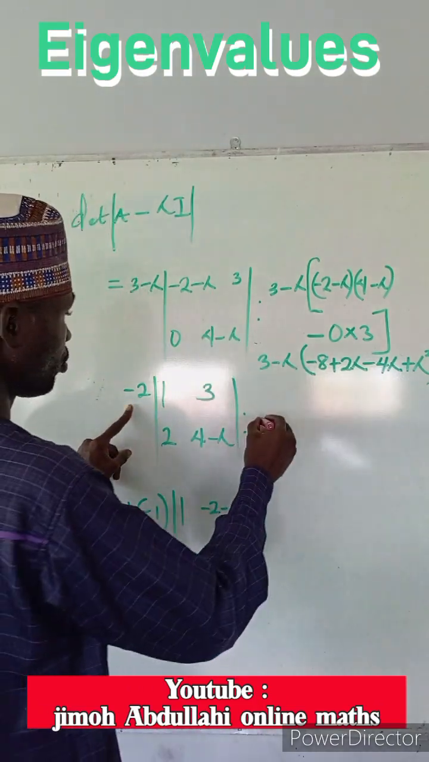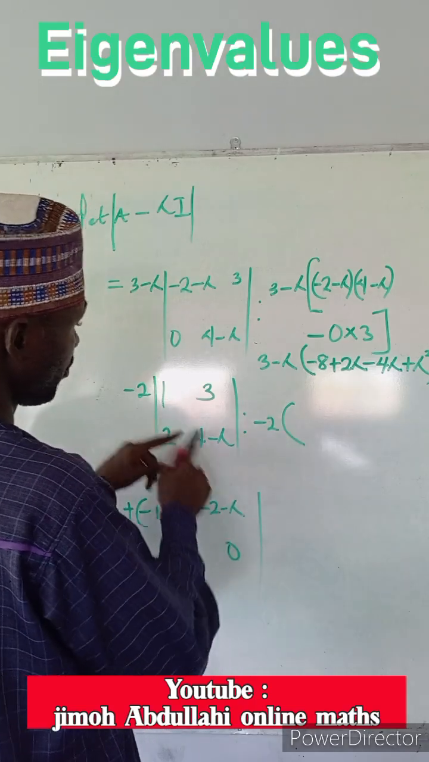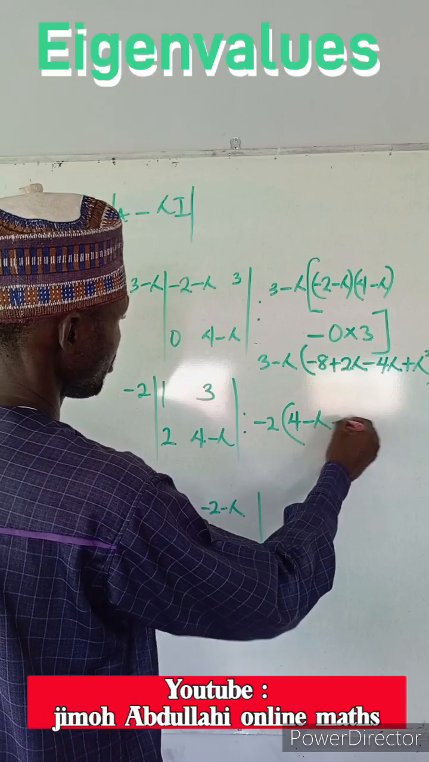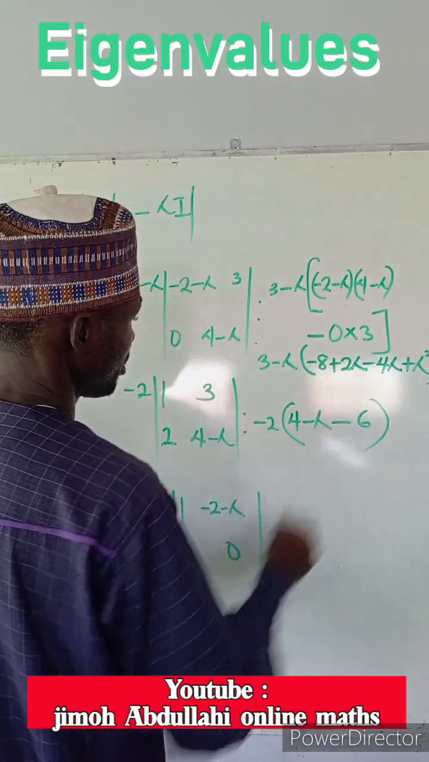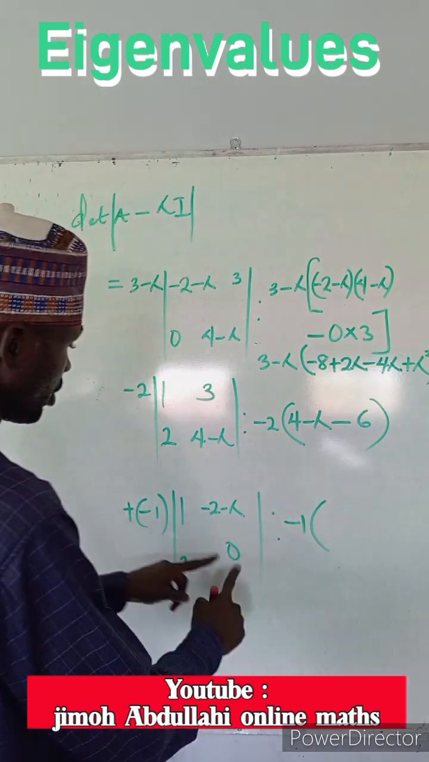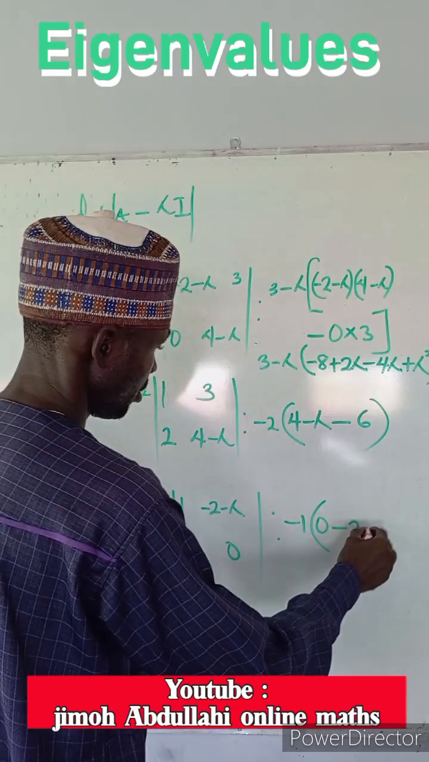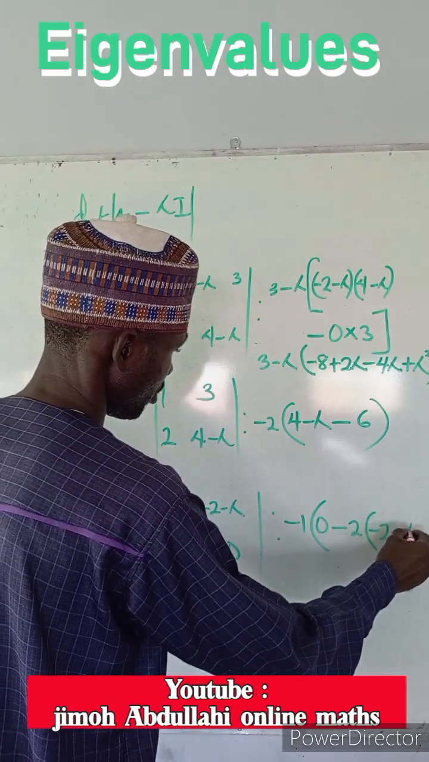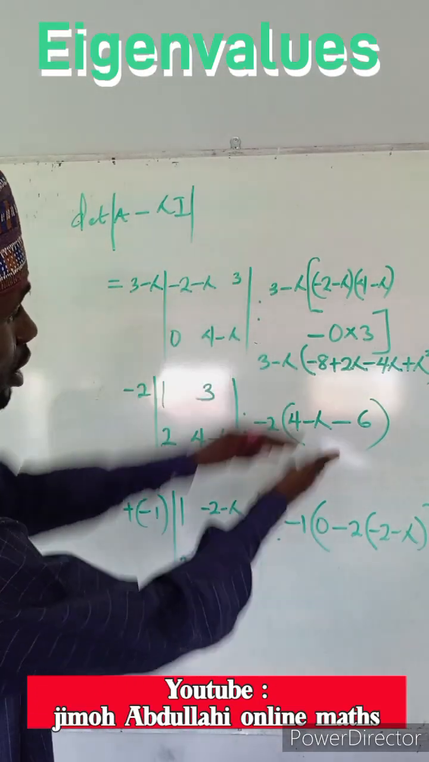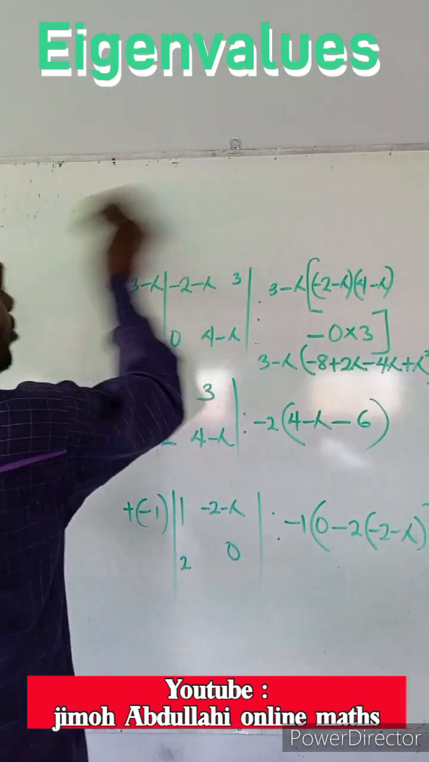The second one now is minus 2 into this times this minus this times this. So my 4 minus lambda times 1 will give us 4 minus lambda, minus 2 times 3, 6. And this one will give us minus 1 into 0 times 1 will give us 0, minus 2 times this, minus 2 minus lambda. You understand? So we are going to put these things together. And how do we put it together?